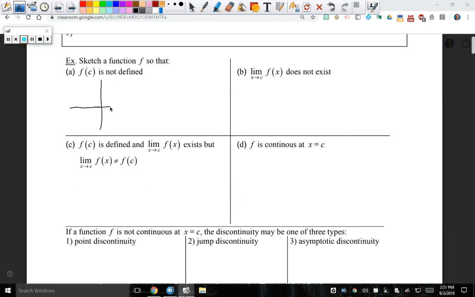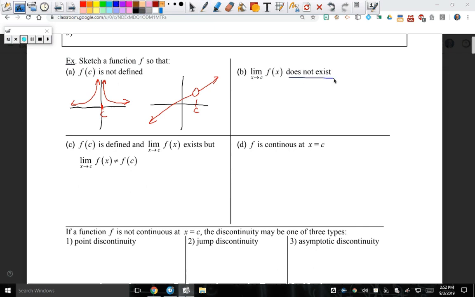Two graphs going towards infinity. Okay, so two graphs going like this. Perfect. And c could be right here at x equal to 0. What else? What's another one that we've done? Removable discontinuity. You could have one that looks like this, where this is c. f of c is not defined. Okay?